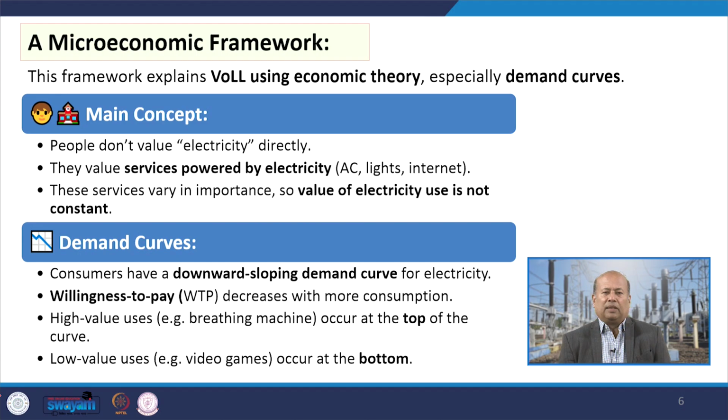So if, for any reason, you are not able to play a game due to loss of load, that is not going to cost you much.